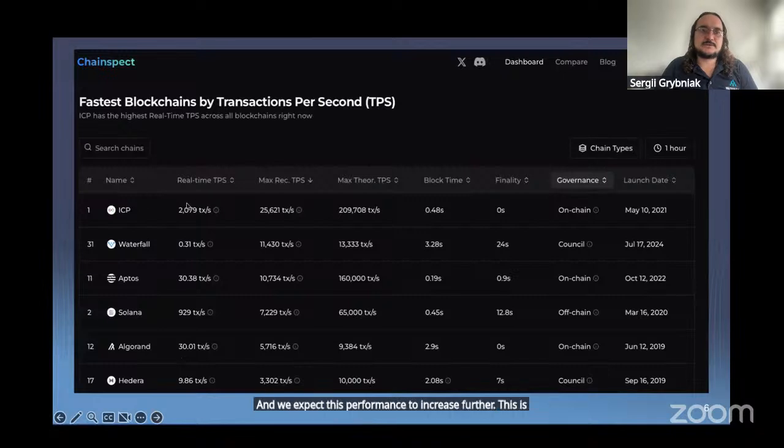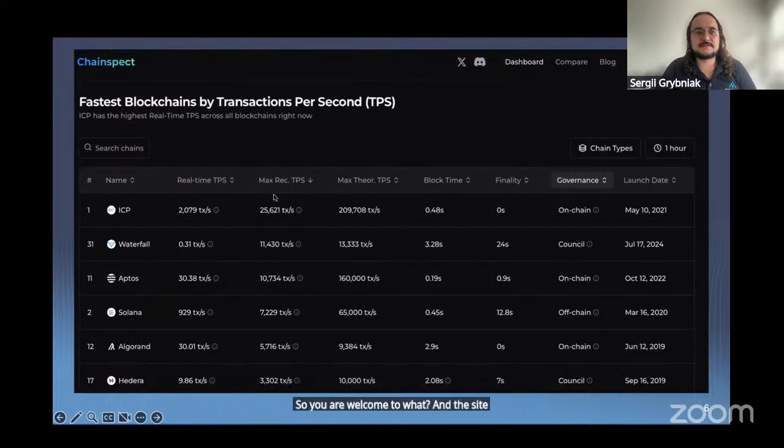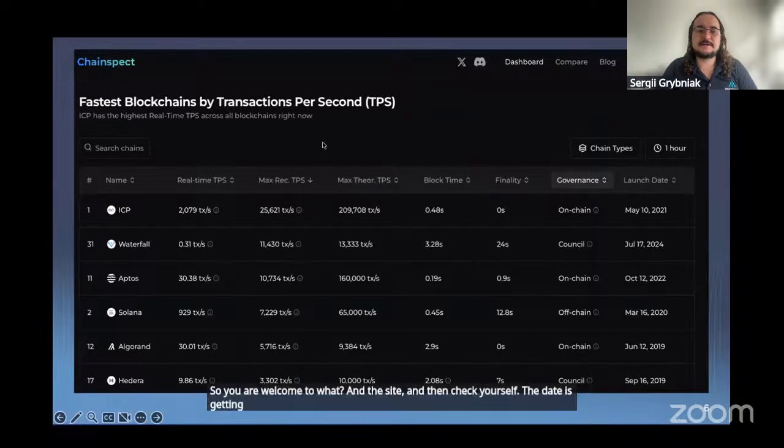This is a screenshot of ChainSpect. Waterfall is in second place by max recorded TPS. You are welcome to visit the site and check for yourself. The data is getting updated there. Soon we will be doing new tests, and we will update you on this through our media channels.